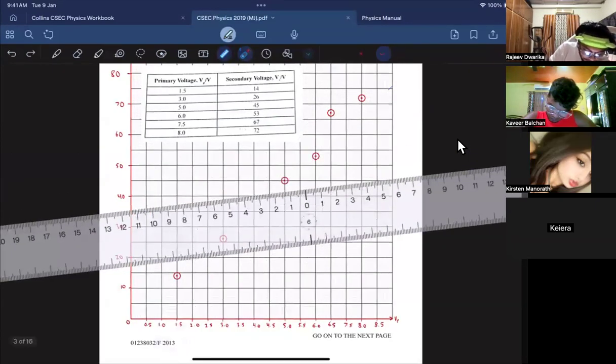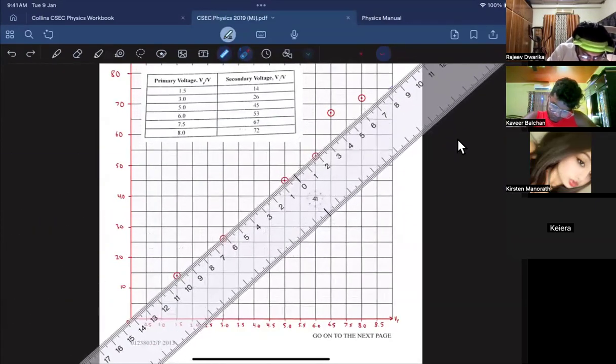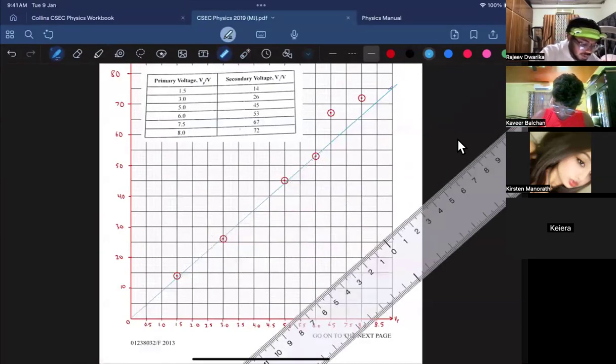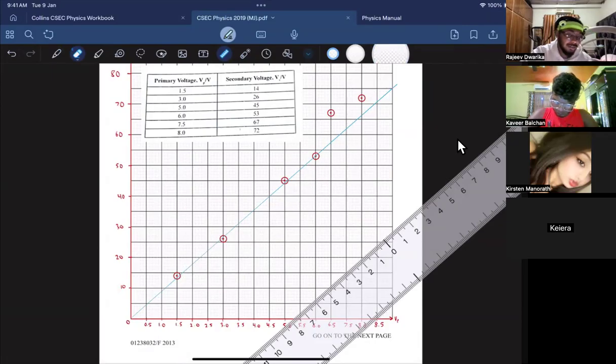Kira, you understand? Let me know if you're okay with that. Yeah. All right, so that's the line I'm going to get. As you can see, the line passes through 4 of the points, and that says something. All right, so I trust that everybody is okay.